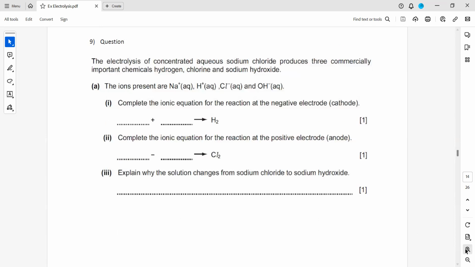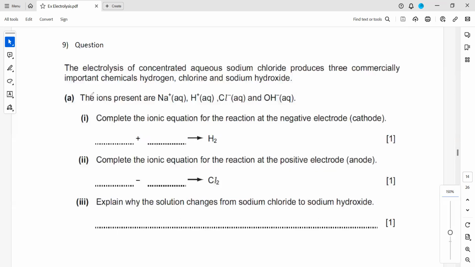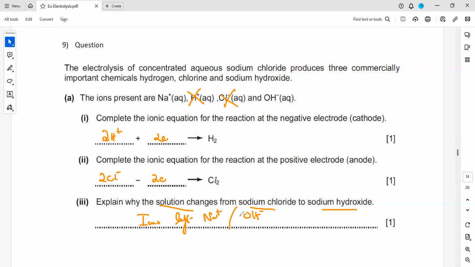Electrolysis questions I'm going through quickly because I want to solve the cell questions, as we did earlier. Complete an ionic equation for hydrogen ions. When two hydrogen ions take two electrons, they form hydrogen gas. When two chloride ions lose two electrons, they form chlorine gas. Why does the solution change from sodium chloride to sodium hydroxide? Because hydrogen ions are removed and chloride ions are removed. So the ions left in this electrolysis are sodium ion and hydroxide ion. That's why the solution turned into sodium hydroxide.